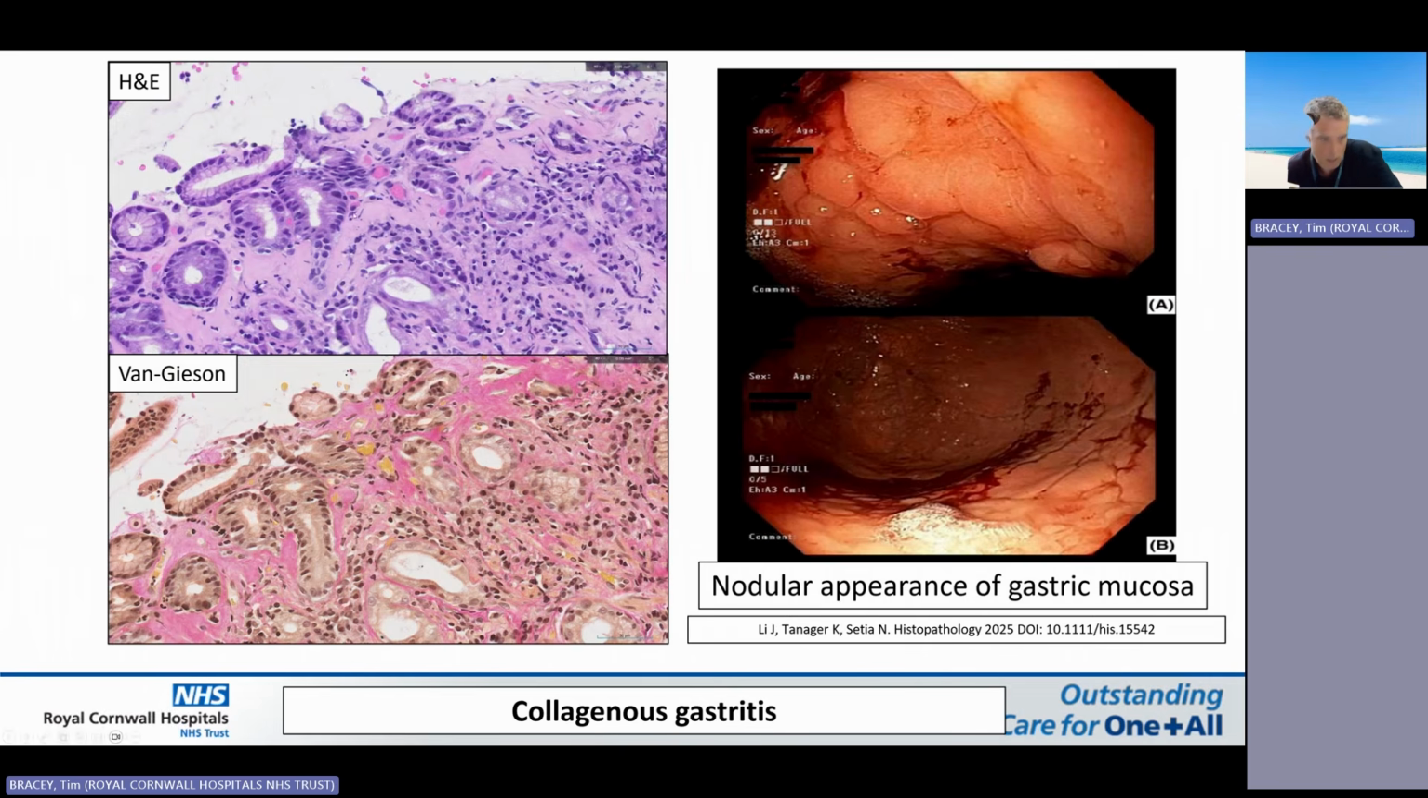But this is a better high-power one with a corresponding Van Gieson stain, and again the endoscopic appearance is fairly classical, sort of cobblestone or nodular appearance. Also, as I've mentioned, it can coexist with other pathologies, so once you've diagnosed this, if you ever do, don't forget to look for other things like intestinal metaplasia and dysplasia.